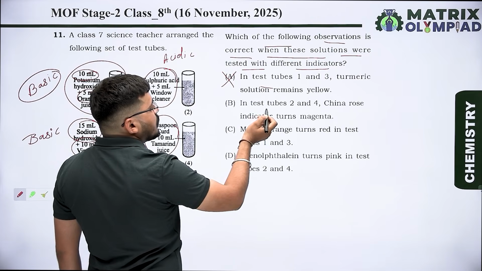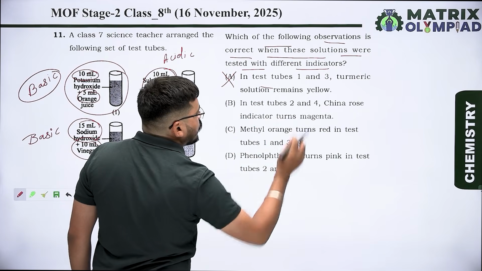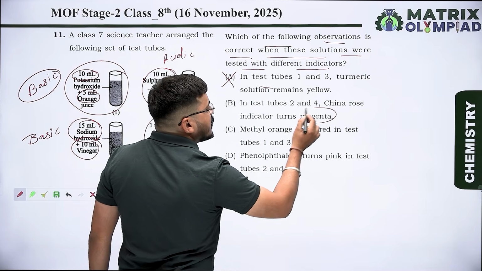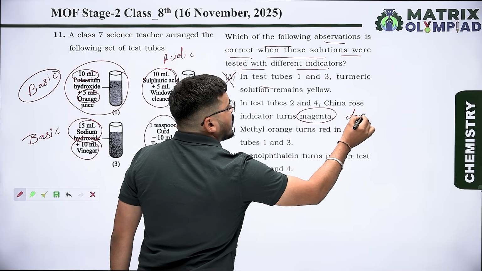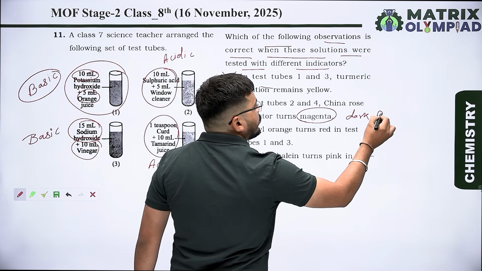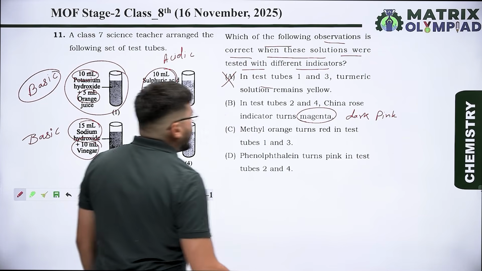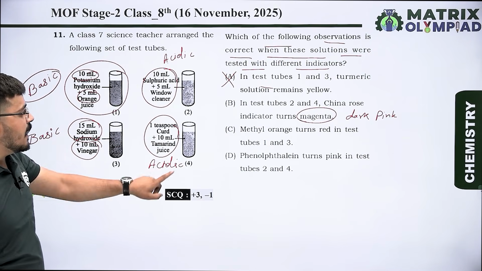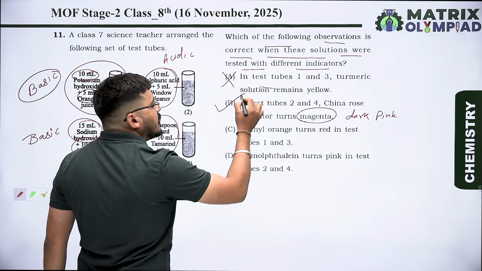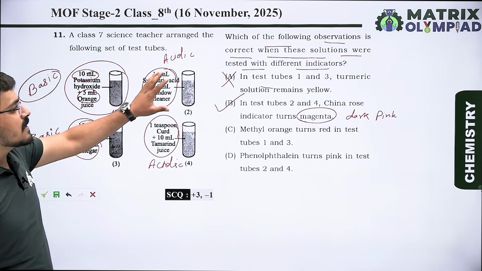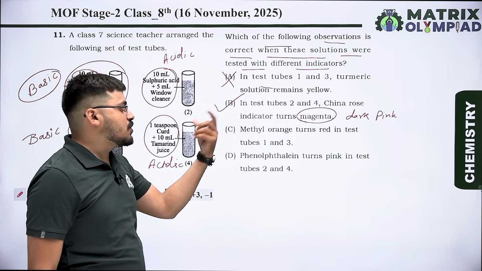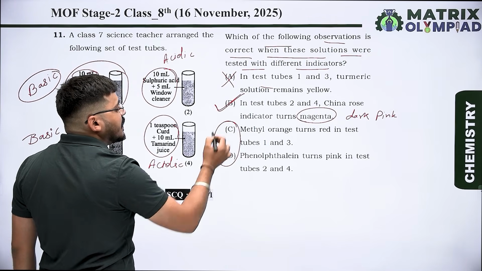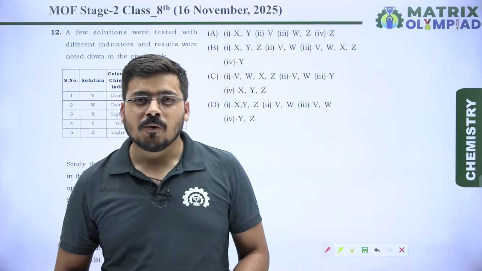Come to option B. In test tubes 2 and 4, China rose indicator turns magenta. Magenta is a color like dark pink. And 2 and 4, see the picture, are acidic and acidic. Yes, option B is correct. We know very well this is a single choice question, so option B is correct. There is no need to go further to options C and D. Let's move to the next question.